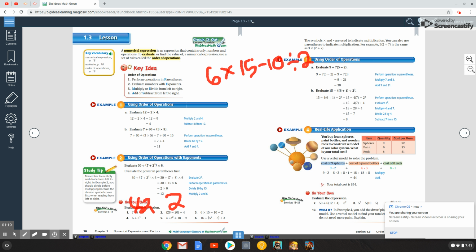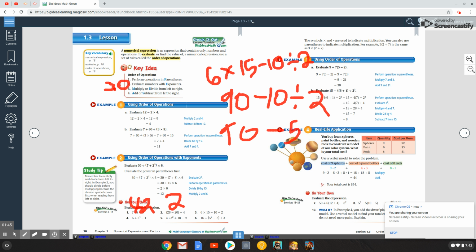First the multiplication. 6 times 15, we'll have to break this up. So 2 times 15 is 30, and 2 times 15 is 30, and 2 times 15 is 30. 30, 30, 30, that's 90. So we get 90. Then 90 minus 10 divided by 2. Next we do the division. 10 divided by 2 is 5. So we have 90 minus 5. Now we did the multiplication and division, and we finish off by completing our subtraction, which is 85. So for our third practice problem, our answer is going to be 85.